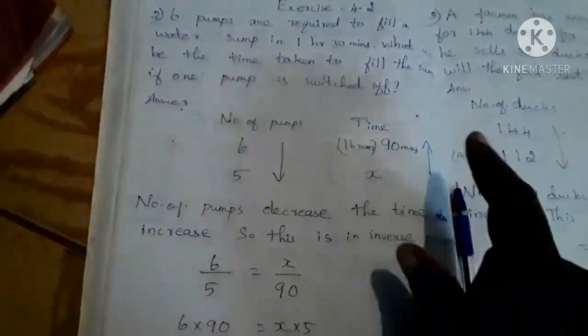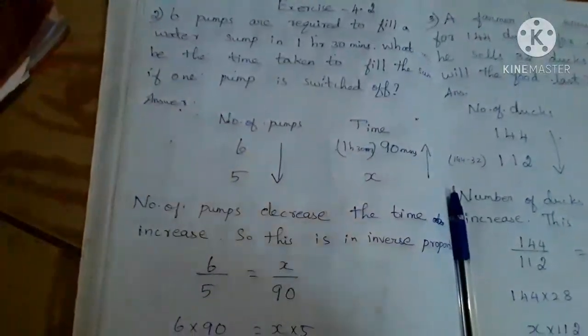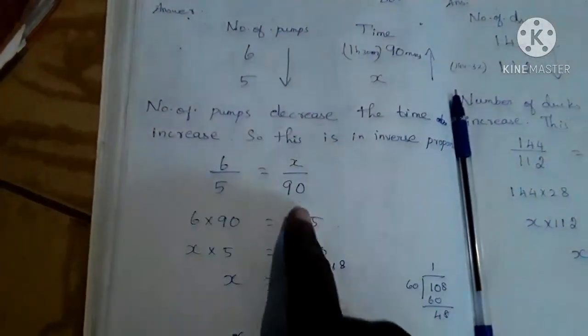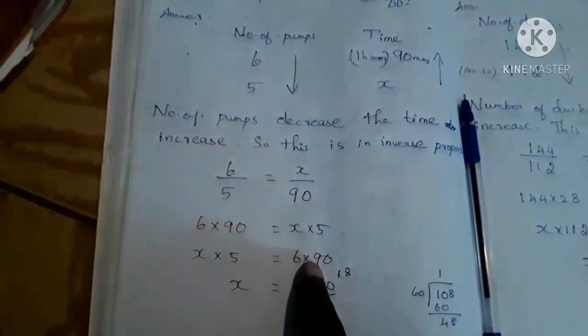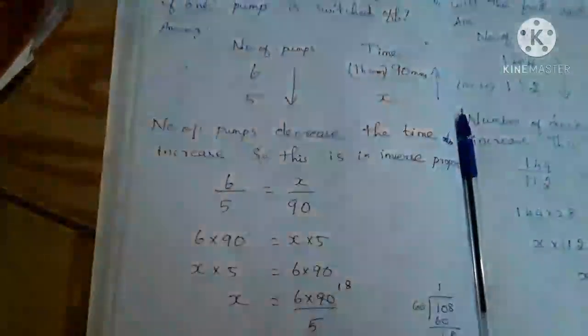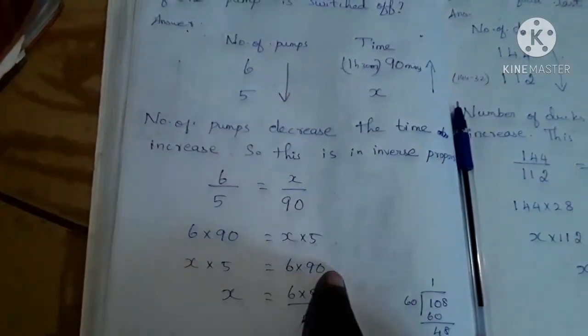Okay, 90 by x we write in direct proportion, but for inverse we have to write x by 90, the reciprocal. Next, the same, we have to do the cross multiplication. Here only one we write reciprocally. Okay, x into 5 is equal to 6 into 90.